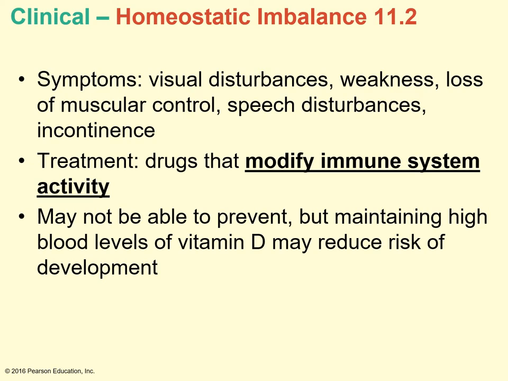There is no cure, but there are drugs that help modify the immune system, because it is an autoimmune disease. Just be aware, if you're taking any type of medication for an autoimmune disease, your immune system is probably compromised, which means you're going to be more susceptible to infections of anything that's going around. So just be aware of that. What are some of the symptoms of MS? Visual disturbances, weakness, loss of muscle control, oftentimes speech disturbances.